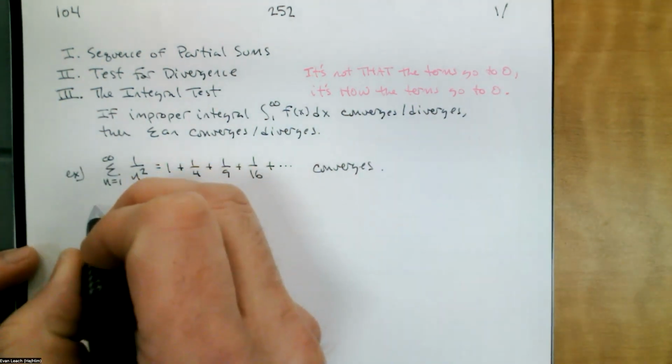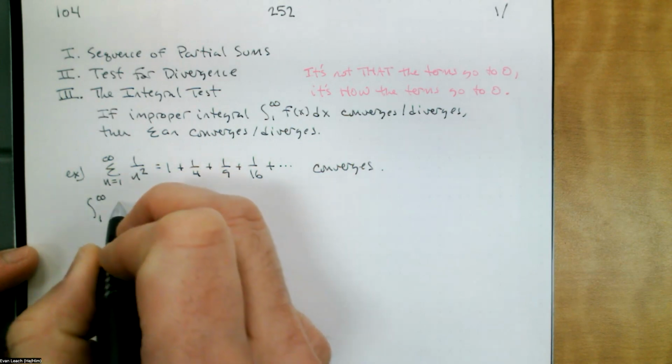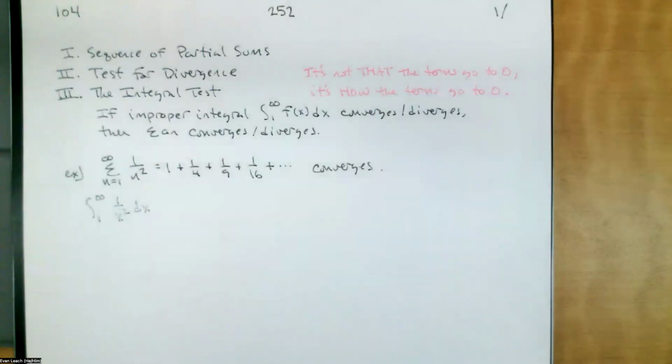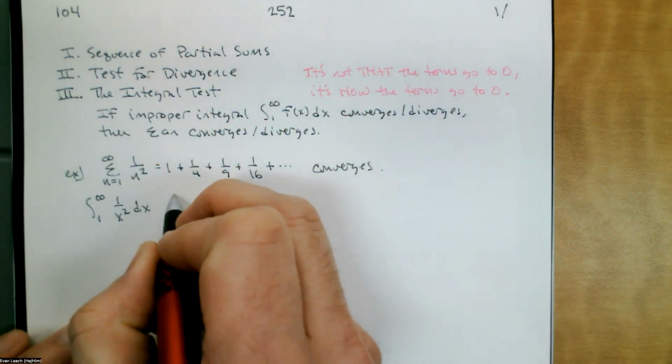So we're going to take the integral from 1 to infinity of 1 over x squared dx. We make a continuous function out of the general term of our series. Now we would find the antiderivative and plug in the endpoints, but one of our endpoints isn't even a point, it's an infinity. So we have to do a little bit of a workaround.